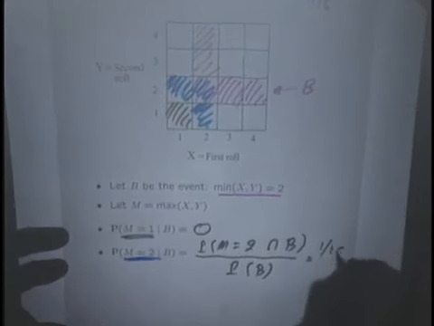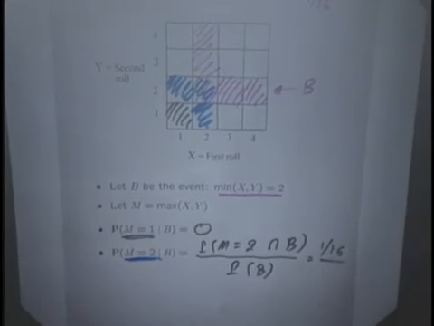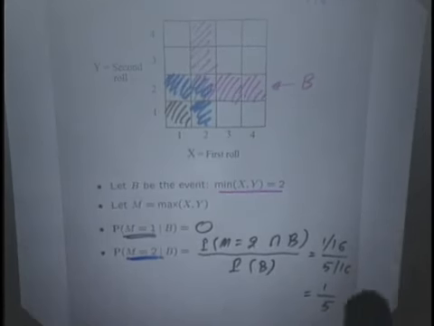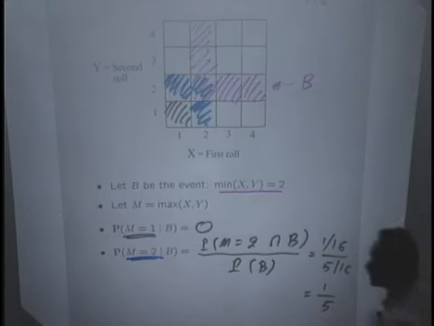That's the numerator. How about the denominator? The event B consists of 5 elements, each one of which had probability 1 over 16. So that's 5 over 16. And so the answer is 1 over 5. Could we have gotten this answer in a faster way?